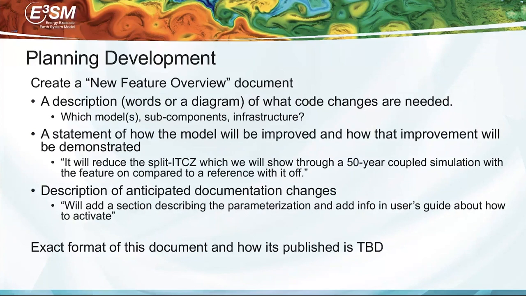You first need to create what's called a new feature overview document, which is a description, words, or a diagram, or both, of what code changes are needed, which models, what subcomponents within the models, what infrastructure you are going to change, and a statement about how the model will be improved and how that improvement will be demonstrated. Like, I'm going to reduce the split ITZZ, and I'm going to show that by a 50-year coupled run. And then a description of some of the anticipated documentation changes.